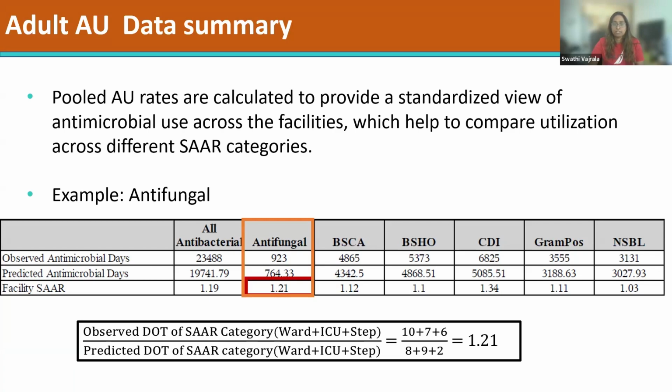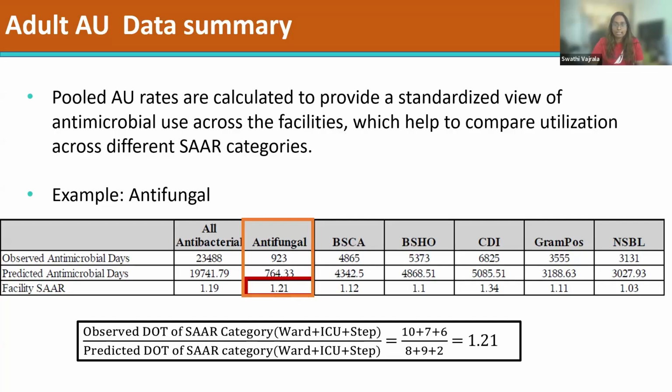The first one is observed antimicrobial days and predicted antimicrobial days with the facility's SAR. The pooled AU rates are calculated to provide a standardized view of antimicrobial use across the facilities, which helps to compare the utilization across the different SAR categories. These are all the SAR categories that are available.